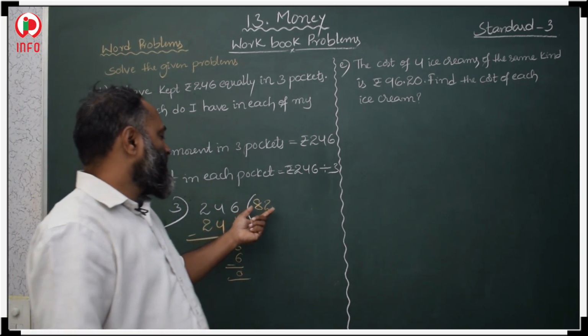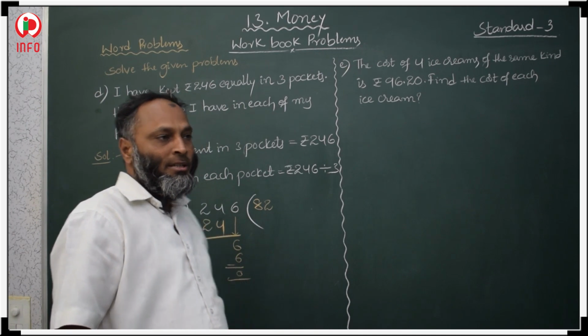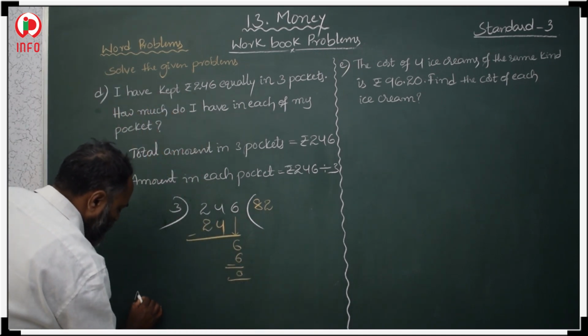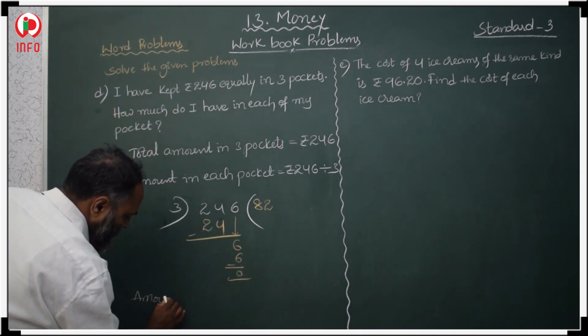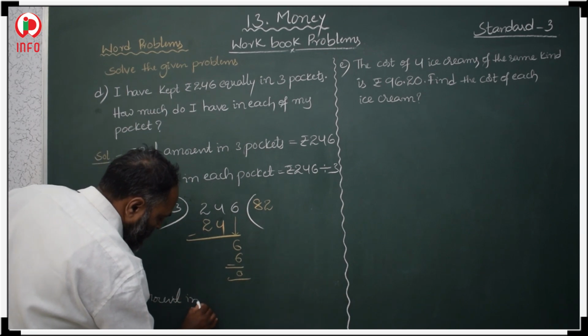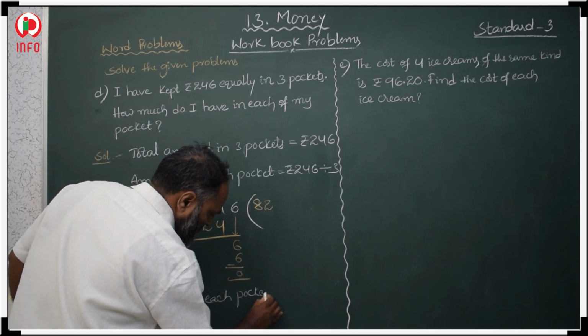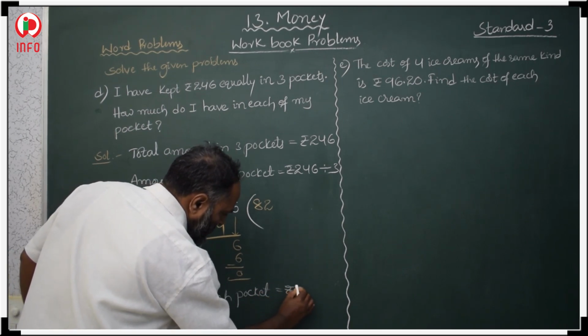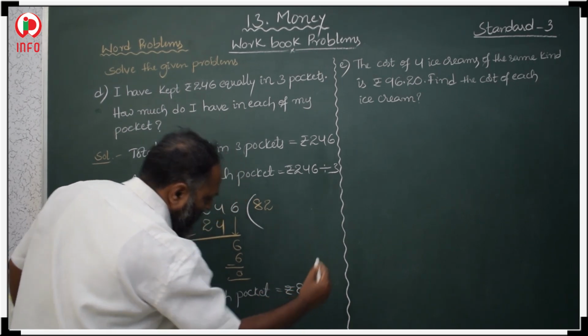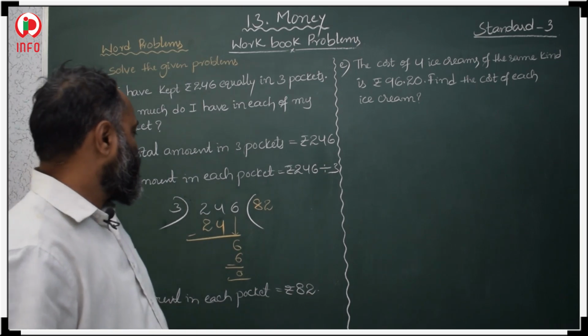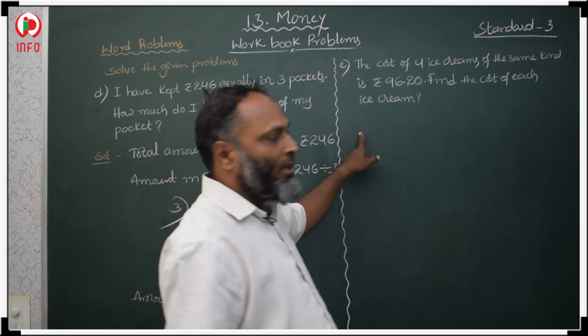Then how much amount is there in each pocket? 82 rupees. Therefore the amount in each pocket is 82 rupees. Okay. Now the next question.